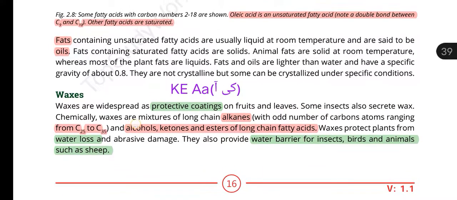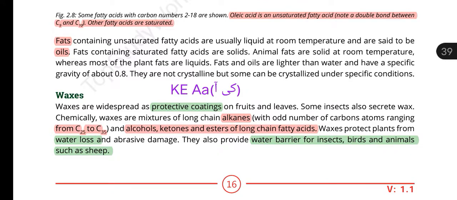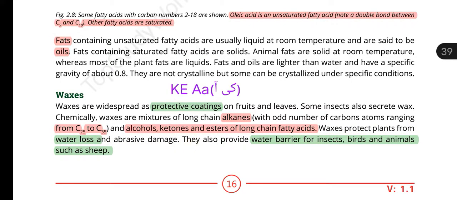Chemically, waxes are a mixture of long chain alkanes with an odd number of carbons, C25 to C35, along with alcohol, ketone, and esters of fatty acids. Waxes protect plants from water loss and abrasive damage. They also provide a water barrier for insects, birds, and animals such as sheep.